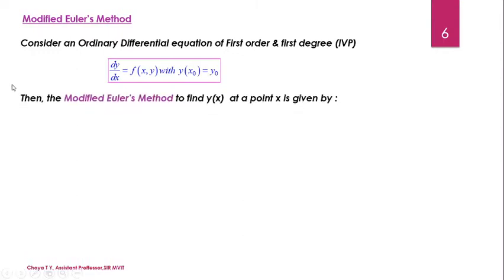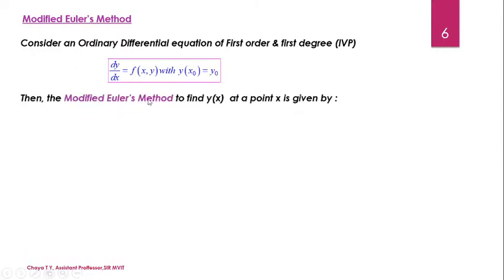We are going to consider an ordinary differential equation of first order and first degree, which is also called an initial value problem, because we will be given an ordinary differential equation with the initial conditions. So let us consider an ODE with initial condition denoted as y of x naught, which is nothing but y naught. Now, what is this modified Euler's method?